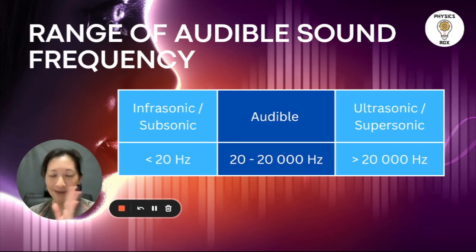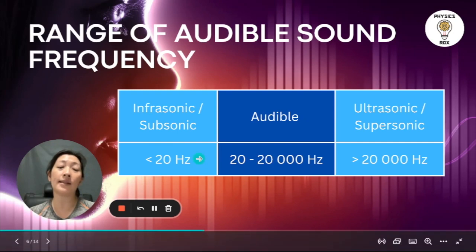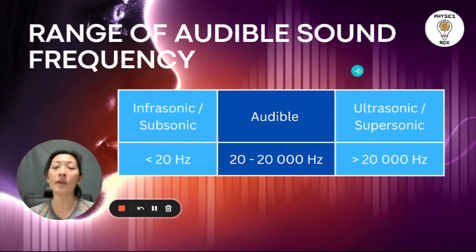But anyway, for your examination, you just need to know this. The audible sound frequency is between 20 hertz to 20 kilohertz, or specifically 20 to 20,000 hertz. The sound frequencies that lie below this range, that means below 20 hertz, are known as infrasonic or subsonic sound range. While those above the 20,000 hertz range are known as ultrasonic or supersonic sound waves.